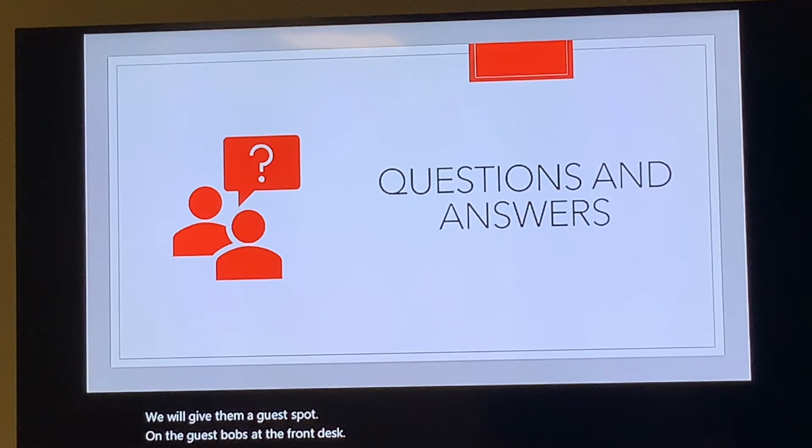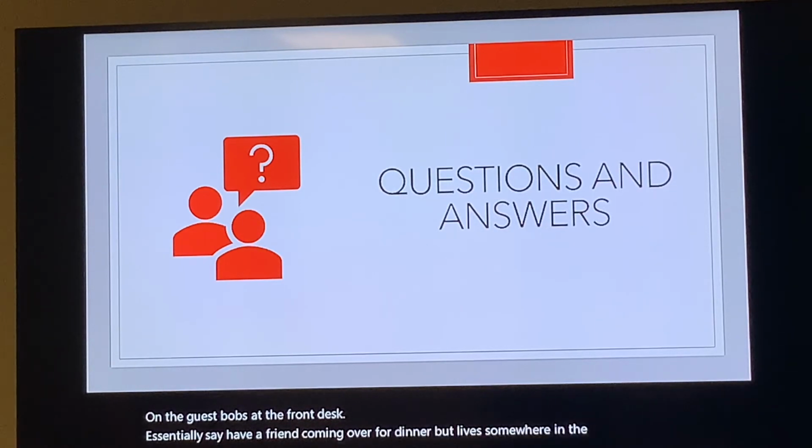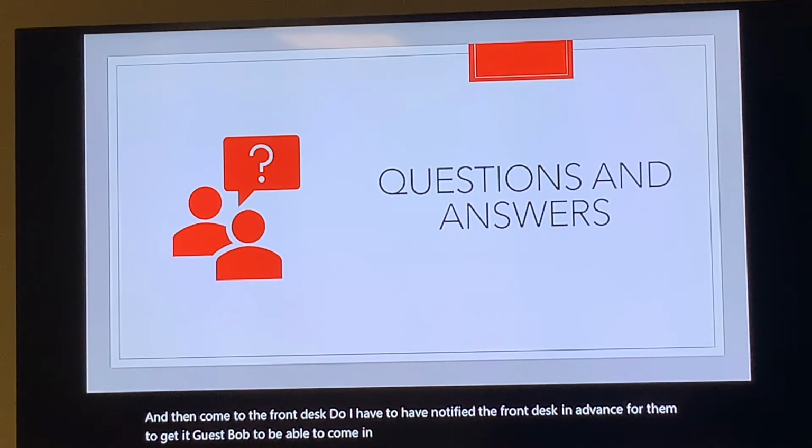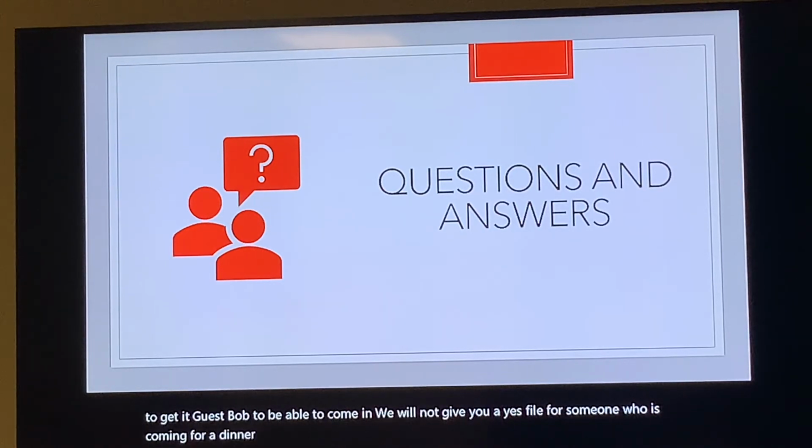Now, on the guest fobs at the front desk, say I have a friend coming over for dinner who lives somewhere in the area, and they come to the front desk. Do I have to have notified the front desk in advance for them to get a guest fob to be able to come in? We will not give you a guest fob for someone who is coming for a dinner appointment or to play cards. They would knock on your door or ring your doorbell like all other guests.